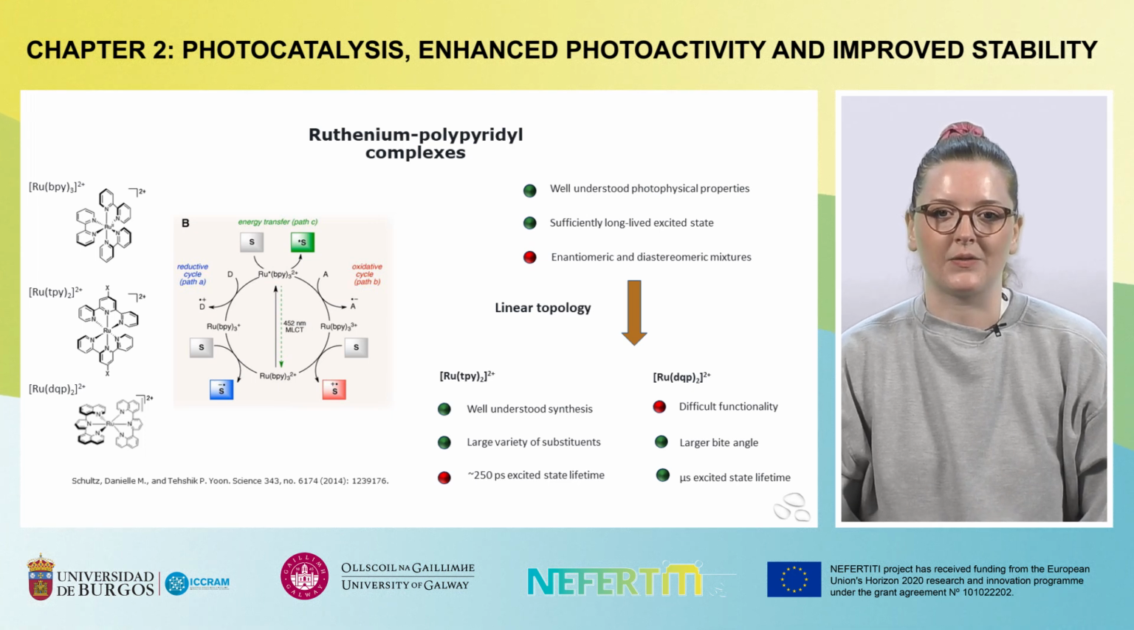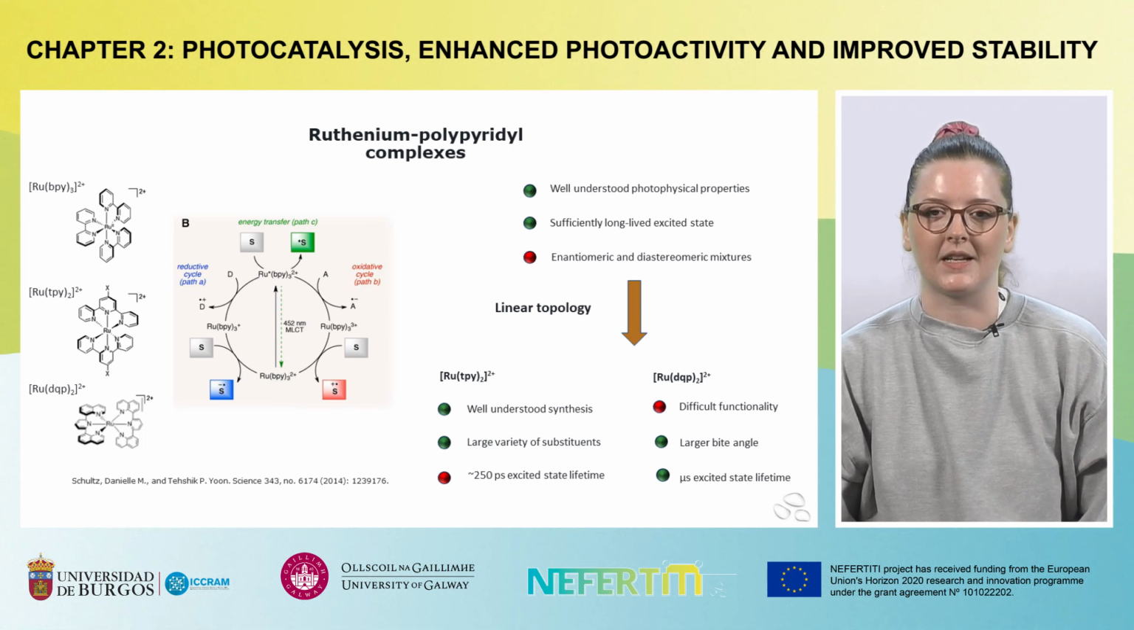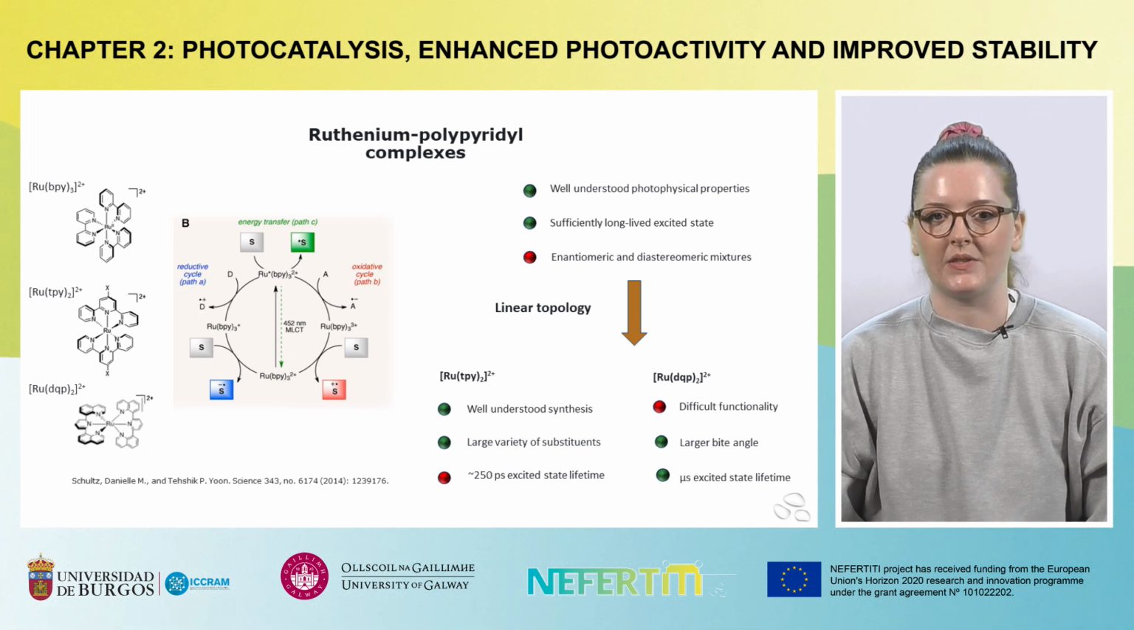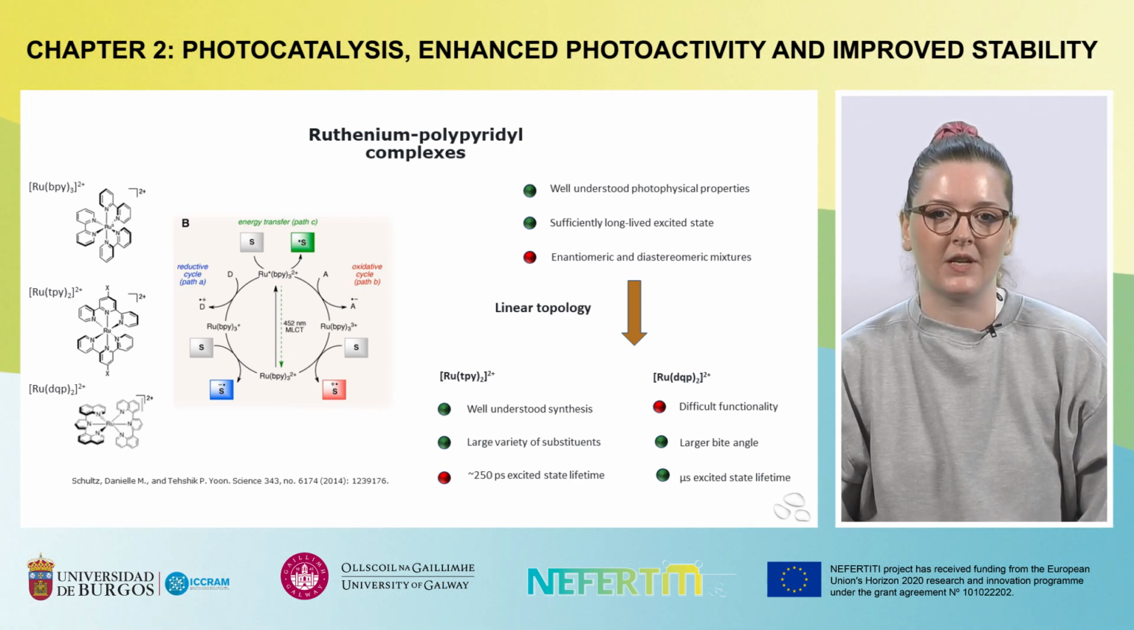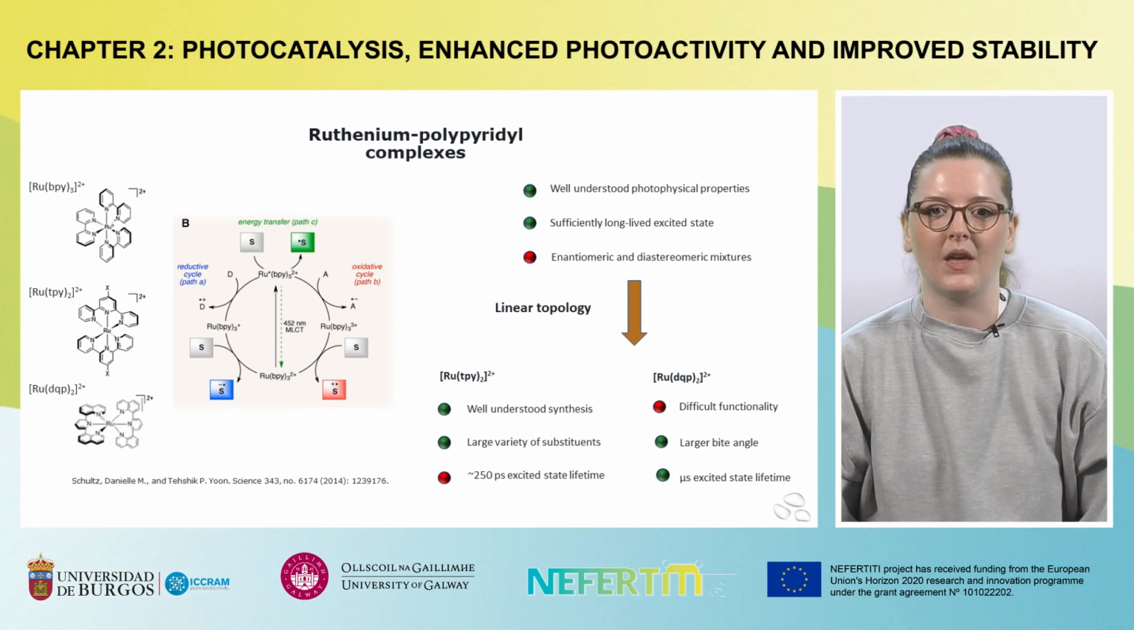However, these complexes often form enantiomeric and diastereomeric mixtures, especially in ruthenium bipyridine due to its bidentate ligands. To address this, we synthesize ruthenium complexes with tridentate ligands to achieve a more linear structure, improving architectural control in supramolecular assemblies. The complexes used for this study were ruthenium terpyridine and ruthenium DQP.